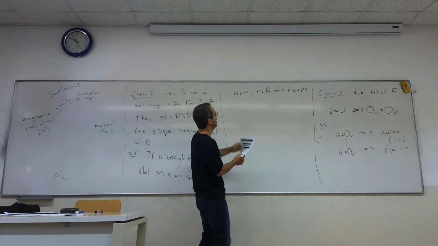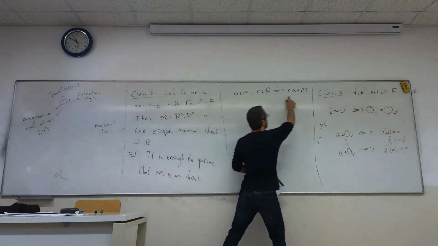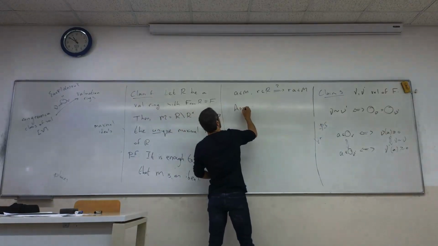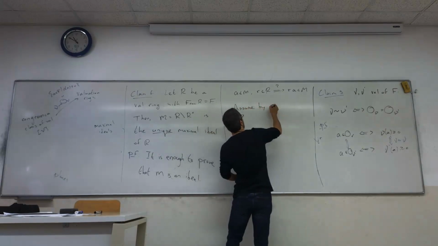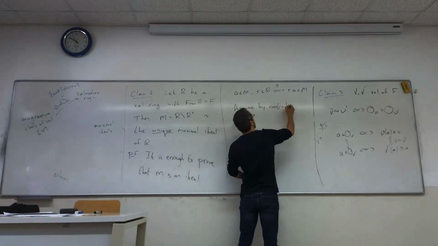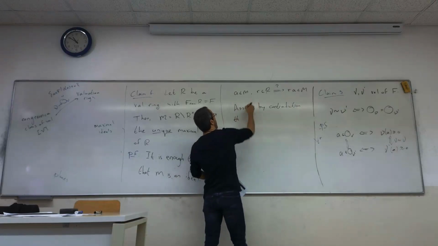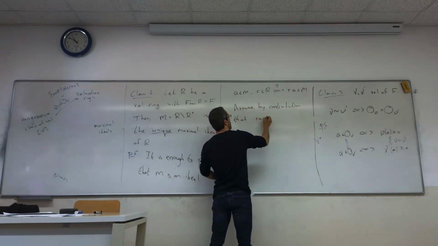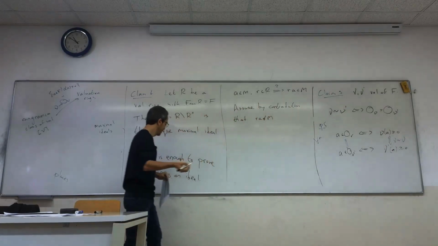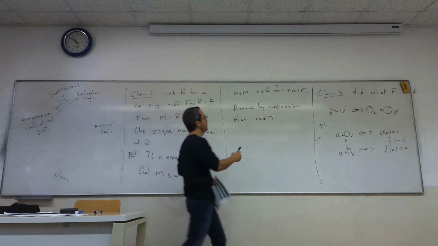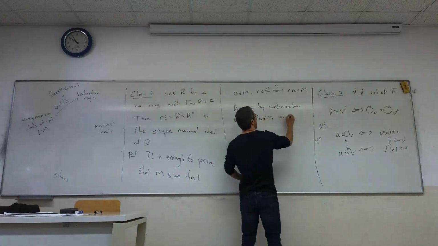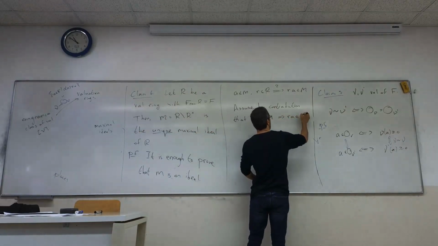So let's assume by contradiction that that's not the case. Assume by contradiction that, with this a and with this r, ra is not in M. So where is it? It's a unit, right? Because M is everything but the units. So ra is a unit.